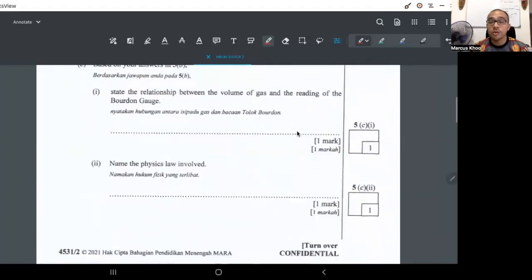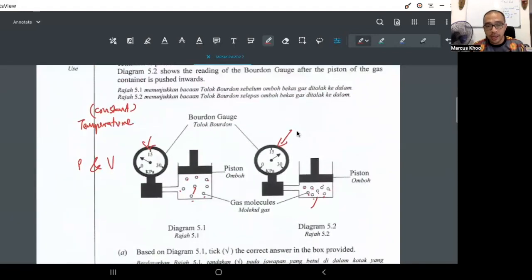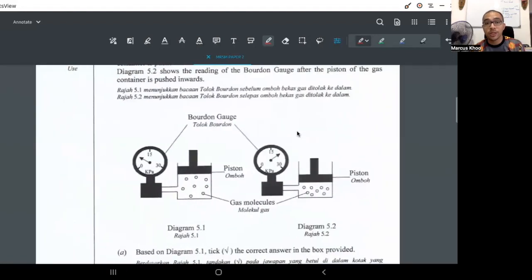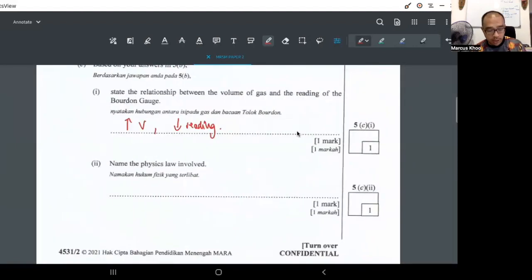Okay, so state the relationship between the volume and the reading. So in this case, okay, you notice that it is the volume that affects the reading. So the volume must come first. Okay, so the bigger the volume, the smaller the reading. Okay, I'm giving you shortcut versions, short form versions. The bigger the volume, the smaller the reading. Because what is changing is the volume. Then after that, the reading lah, kan. So name the physics law involved. This is Boyle's law. Okay, and just to remind you, please make sure that you spell scientists' names correctly.